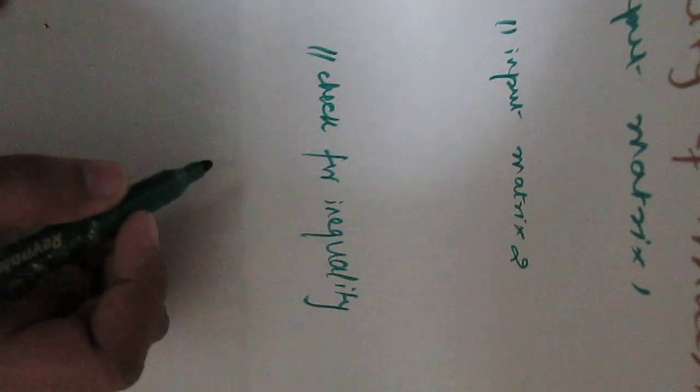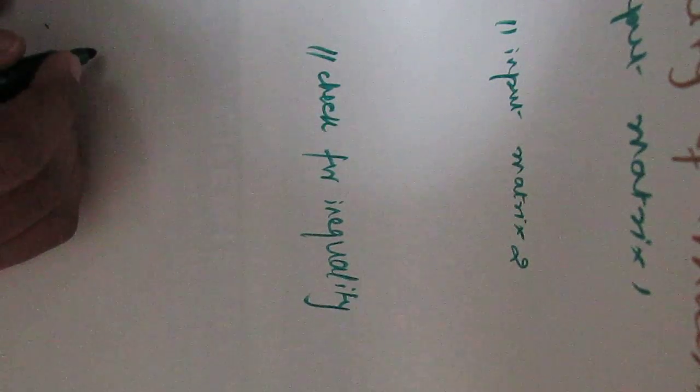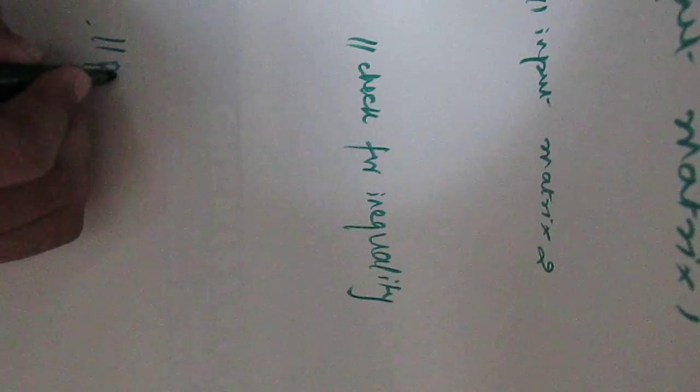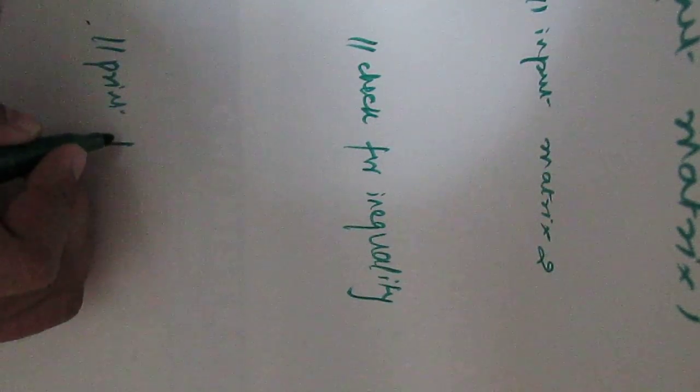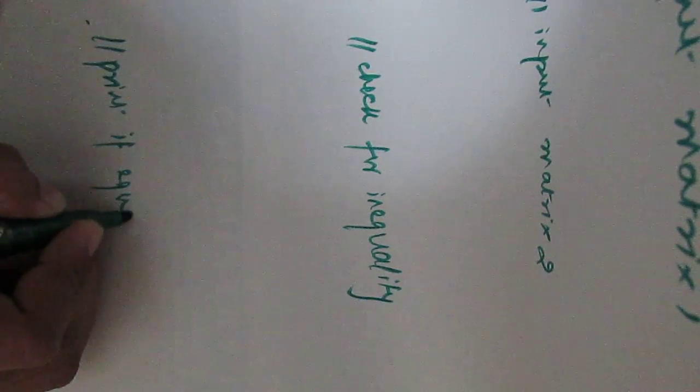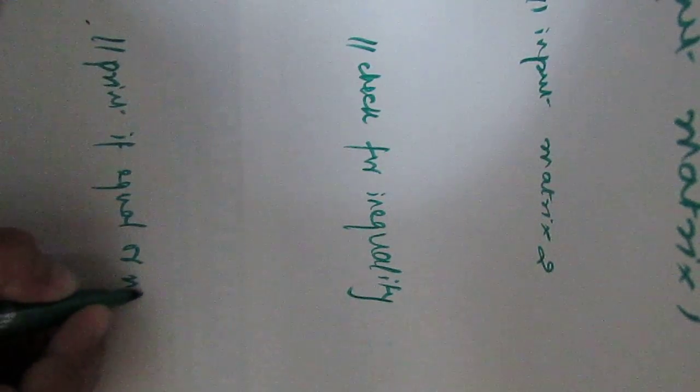These are the steps or methods that we are following in this particular question. First we'll input matrix 1, and I have forgotten the last step. The last step is, after we have checked for the inequality, we have to print whether they are equal or not. This is a part of the inequality check, but we'll explicitly print if equal or not.